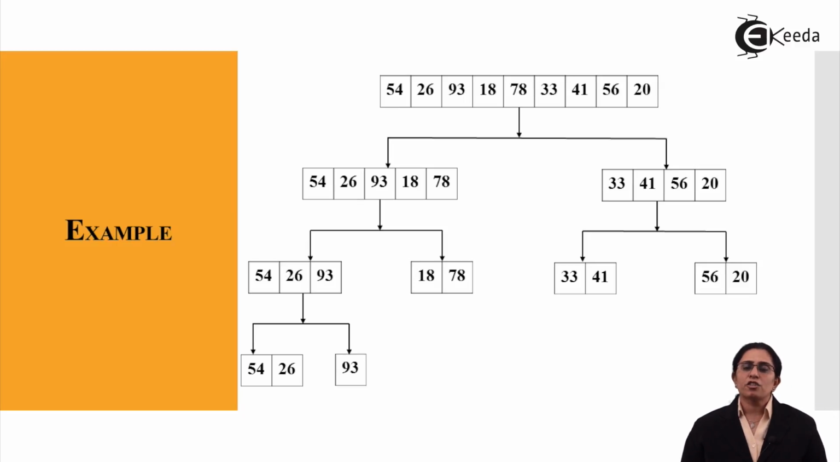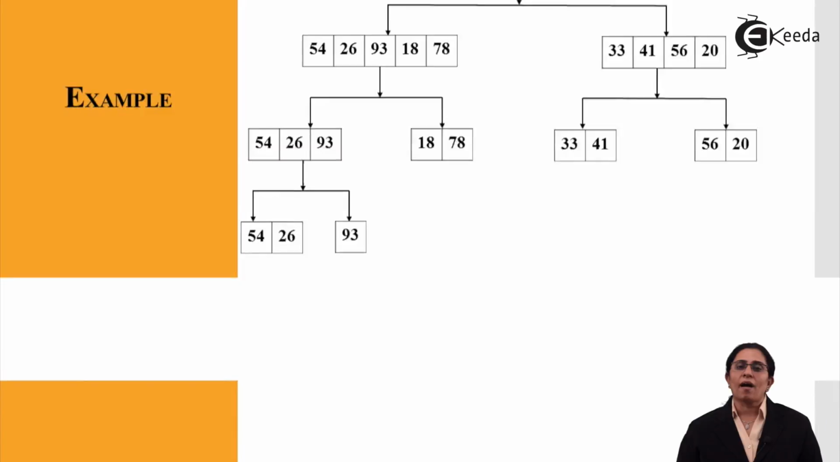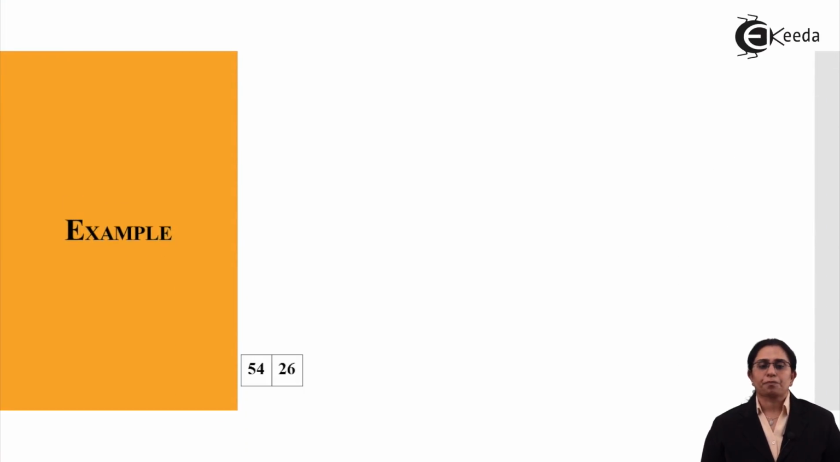So this particular array list is now being divided into an array list of 54, 26, 93. We'll duplicate 93 again, so it will be 93, 93, 18, 78, 33, 41, 56 and 20. On this, we will apply the maximum and the minimum strategy.